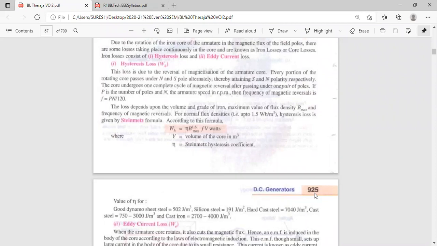Have you written the formula? Yes, sir. Now see here, 1 minute, don't write anything.